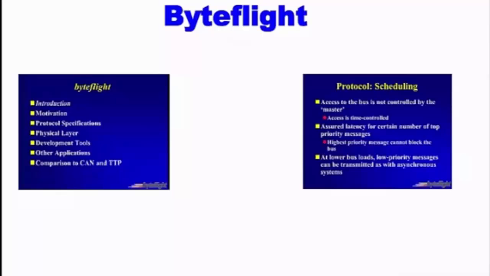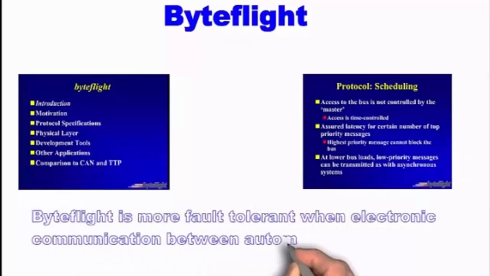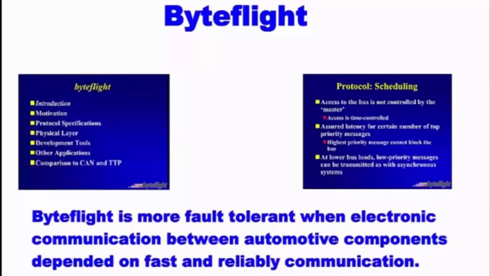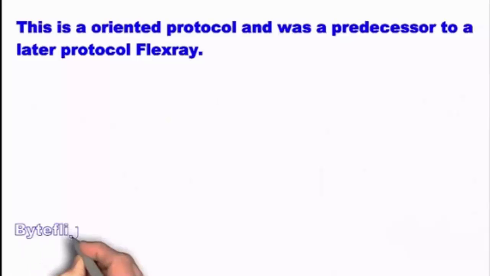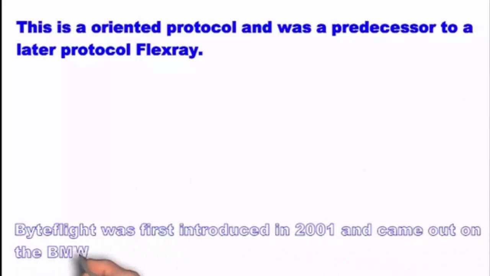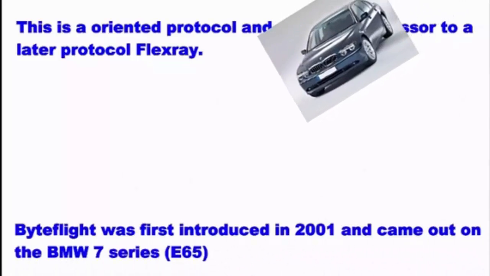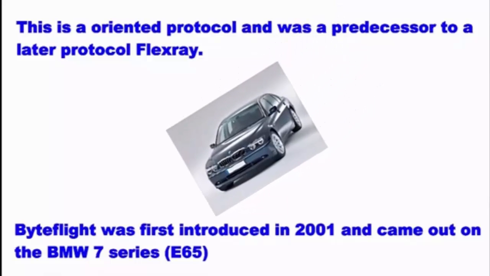ByteFlight is an automotive data bus created by BMW and their partners to address the need to modernise safety critical functions, and a need for a system that would be more fault tolerant when electronic communication between automotive components depended on fast and reliable communication. This is a message-oriented protocol and was a predecessor to the later protocol FlexRay. ByteFlight was first introduced in 2001 and came out in the BMW 7 Series E65.